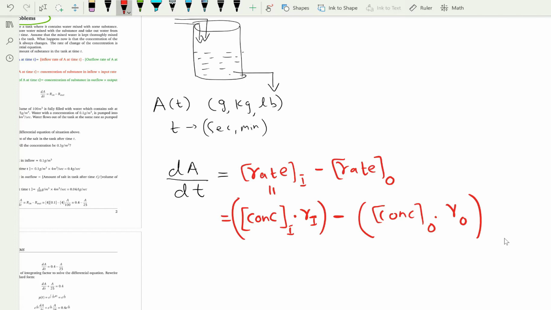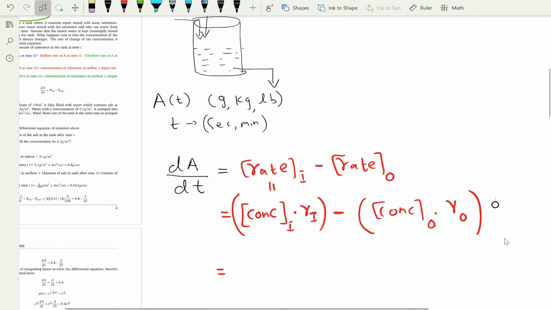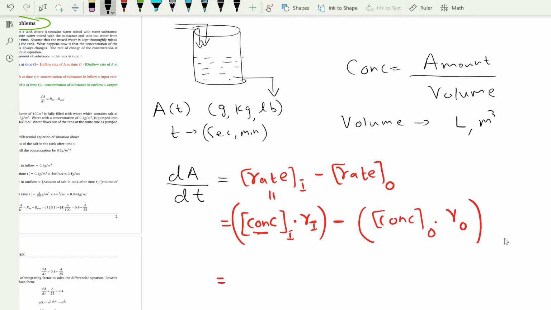This is the basic idea. Again, units are very important here. Since we are talking about concentration, we have to talk about volume, because concentration is amount divided by volume. Volume can be represented with units such as liters or cubic meters. Volume means the total amount of liquid you have in the tank. And the amount, of course, could be grams, kilograms or pounds.